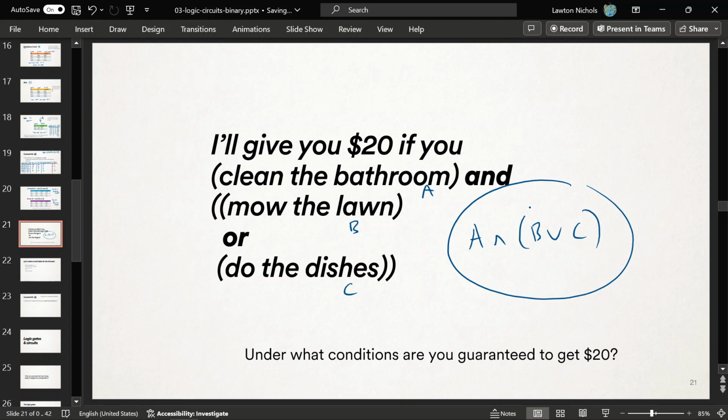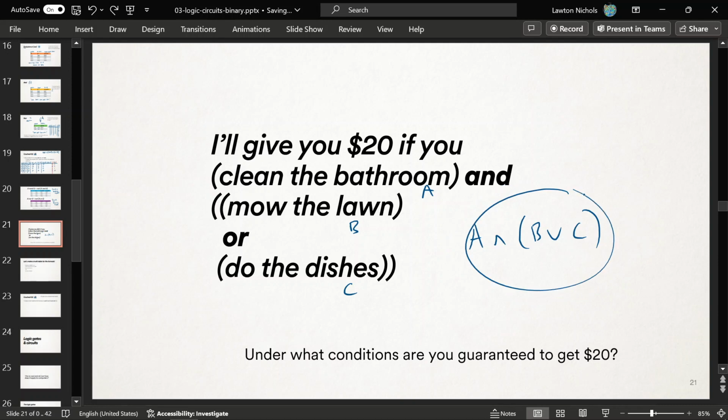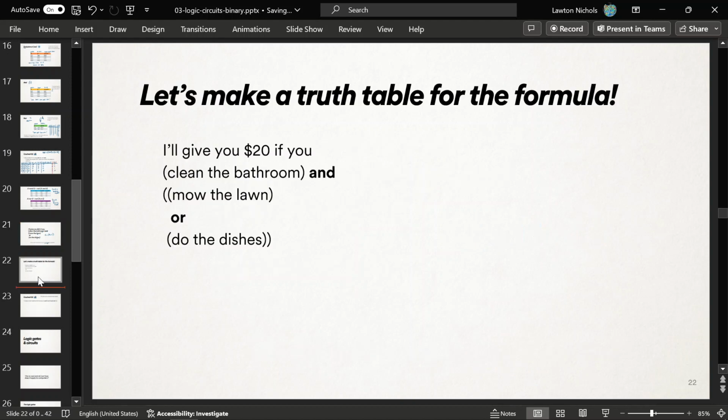That's what's going on. And so our goal as lazy children is to get the $20 and do the least amount of things. Okay, so this is the operation that Dad wants us to perform. This has been guaranteed to be true for us. So we want to figure out under what conditions, what combinations of A, B, and C being true or false, will we get $20. We're guaranteed to get $20. Okay? So the goal is to make a truth table. Let's make a truth table for that formula. All right, so bathroom is A, lawn is B, dishes is C. And so we're trying to make a truth table for A and B or C.